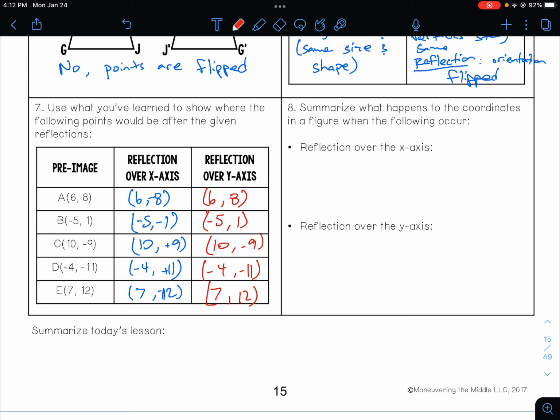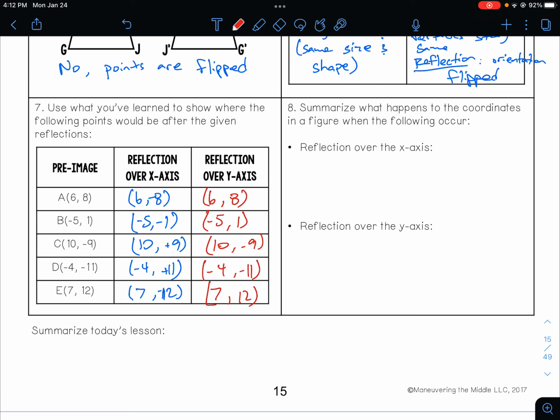So 6 turns to negative 6, and 8 stays the same. Negative 5 turns to positive 5, and y stays the same. 10 turns to negative 10, y stays the same. Negative 4 turns to positive 4, y stays the same. And 7 turns to negative 7, y stays the same.